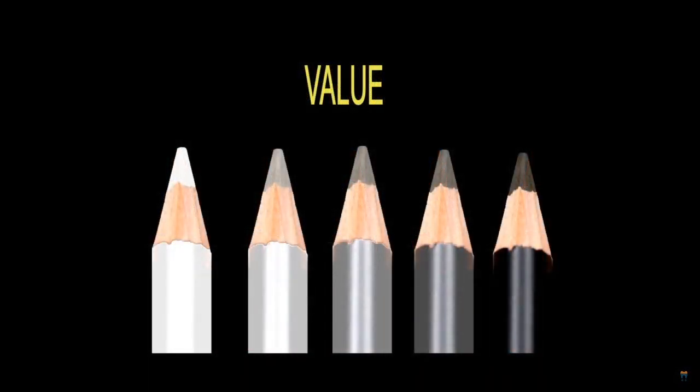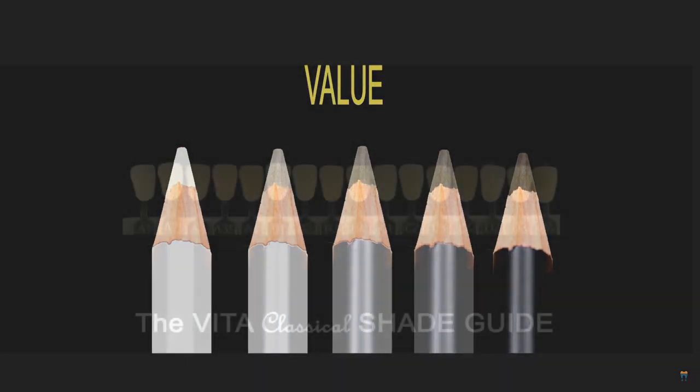What about value? Value is the relative brightness or darkness of the color, so we can see how it gets darker and lighter. The brightness of any object is a direct consequence of the amount of light energy that it reflects or transmits. A restoration that has too high a value is too bright and may be easily detected by an observer, and it is a common aesthetic problem in ceramic prosthodontics.